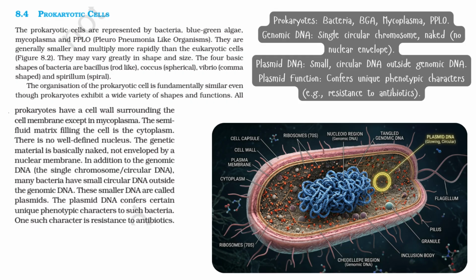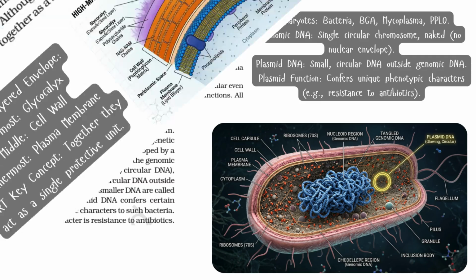Today, we enter Section 8.4 to dissect prokaryotic cells. Prokaryotes multiply much faster than eukaryotes, and their genetic material is unique. NCERT points out that in addition to the genomic DNA, many bacteria have small circular DNA molecules outside it, called plasmids. Highlight this. Plasmid DNA confers unique phenotypic characters, such as resistance to antibiotics. This is a prime target for statements on bacterial genetics.